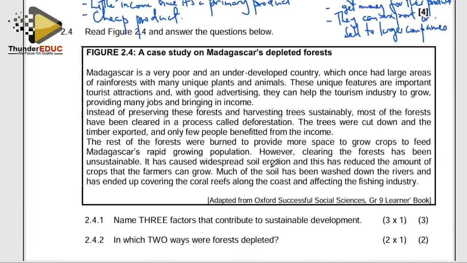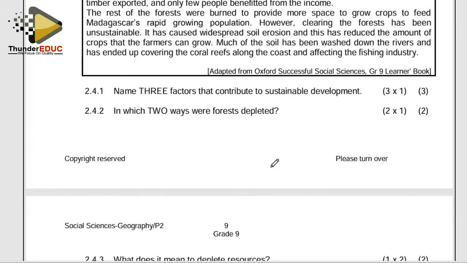The three factors that contribute to sustainable development. If you study the text, you'll be able to figure out the three factors, but I'm going to highlight them here. Sustainable development is achieved through economic factors. It is also achieved through social factors, and also it is achieved through sustaining the environment. Those are the three factors that contribute to sustainable development. We must put those three factors into place for us to achieve long-term sustainable development.